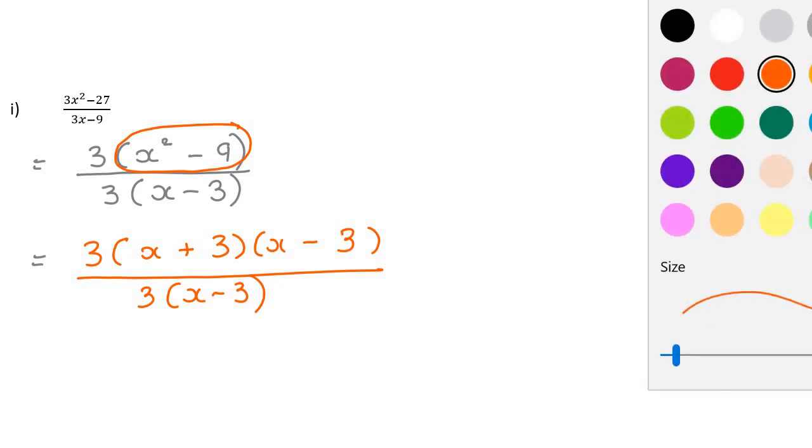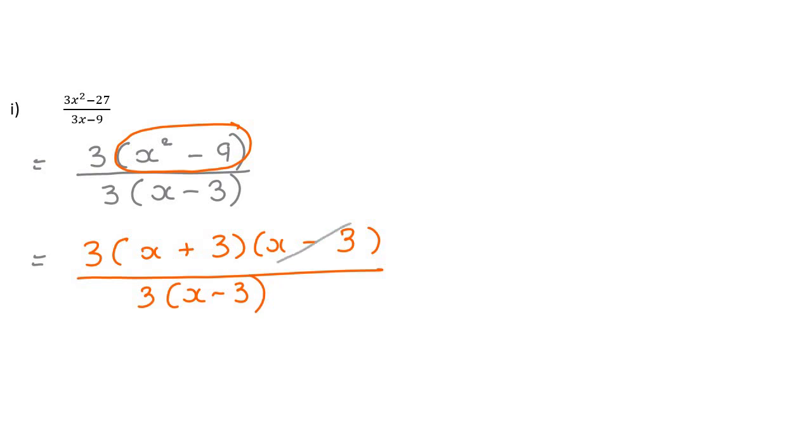So now it is fully factorized, and my x minus 3 can cancel, and my 3's can cancel, which actually means I'm simply left with x plus 3. So just don't forget to fully factorize everything. Right, on to question K.